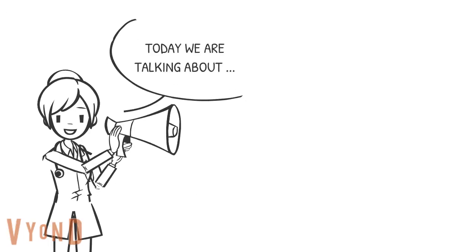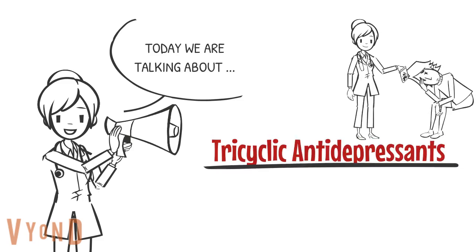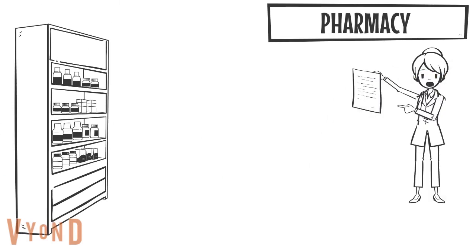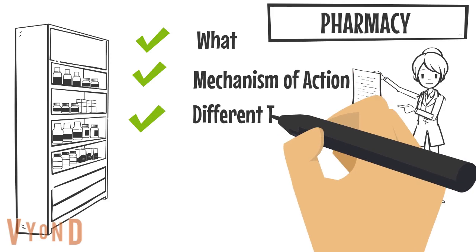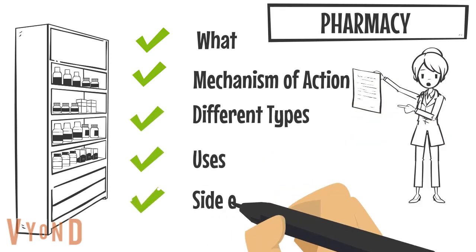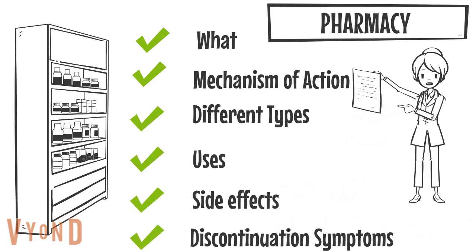Today we are going to talk about one of the antidepressants that is commonly used called tricyclic antidepressants. In this video, we are going to cover what TCA is, mechanism of action, different types of TCA, uses, side effects, and discontinuation symptoms.